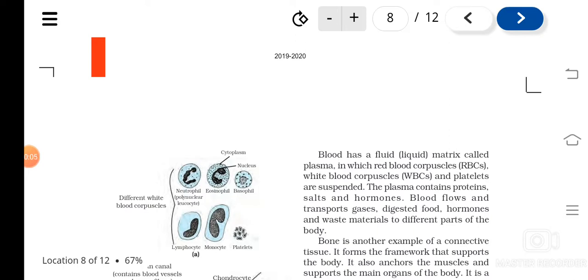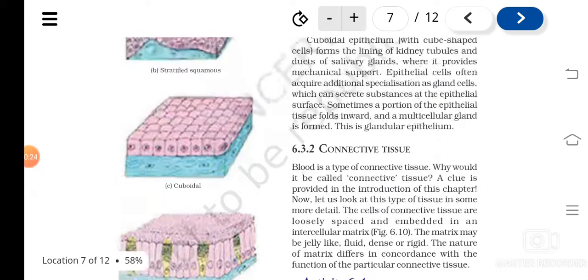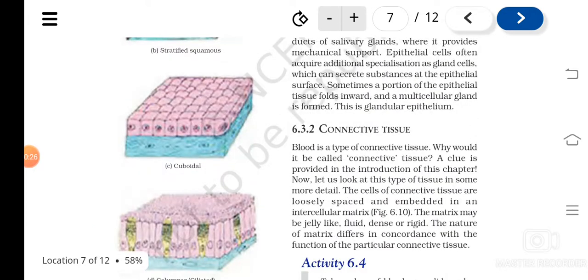In the previous classes, we have revised various kinds of plant tissues, and we were studying animal tissues, and in that we have studied epithelial tissues. Now, next we have to study connective tissue. So what is connective tissue? The tissues which connect the other tissues, you can say.